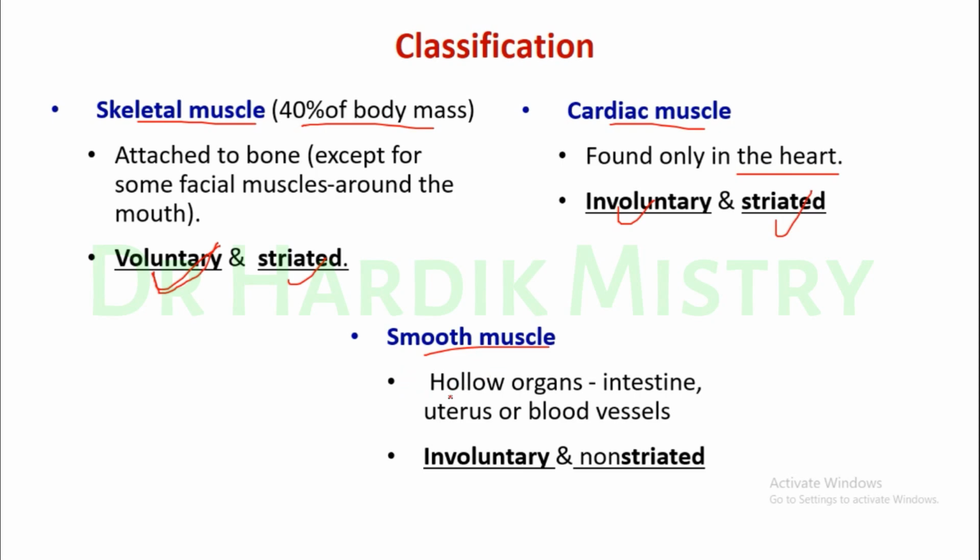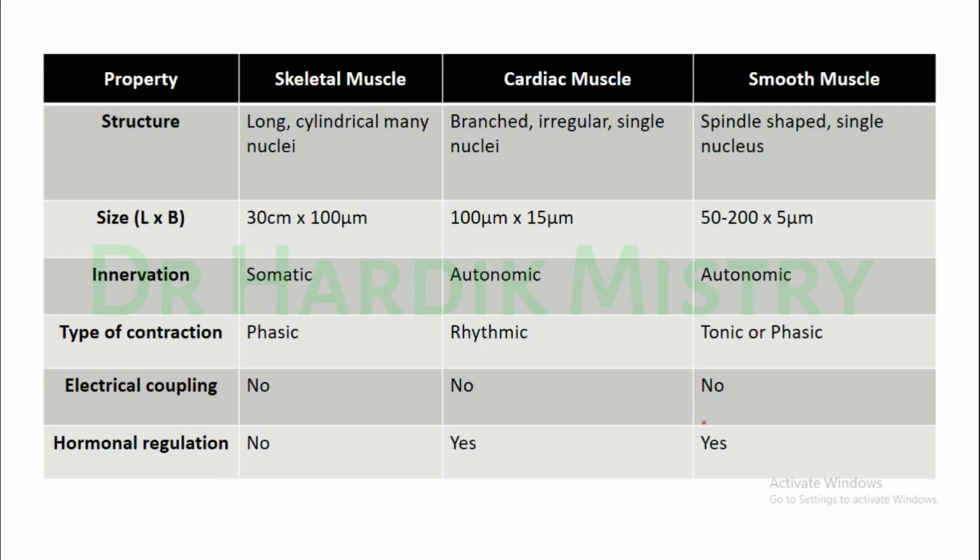Next one, smooth muscle. We find smooth muscle in hollow organs, for example the intestine, uterus or blood vessels, and it is involuntary and non-striated muscle. So inside our body there are three types of muscle: skeletal muscle, cardiac muscle and smooth muscle. This is just a classification of the different types of muscles inside our body.